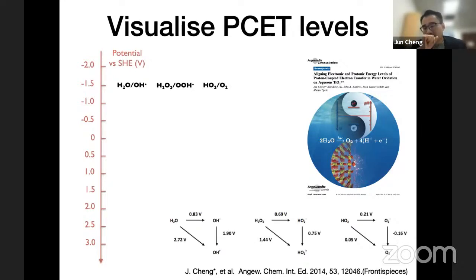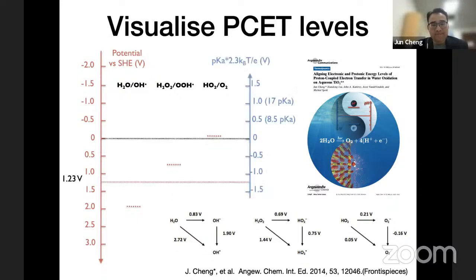Suppose we have this PCET triangle, we have all these energies. We have the potential scale, the electronic potential scale. We put all these oxidation potentials in this level diagram, that's in the water, not on the TiO2 surface yet. And then that's our 1.23. I also draw a pKa scale associated with the protonic level. So we align the zero, the reference of these two scales, but we put the pKa scale pointing up. So they are opposite to the electronic scale.